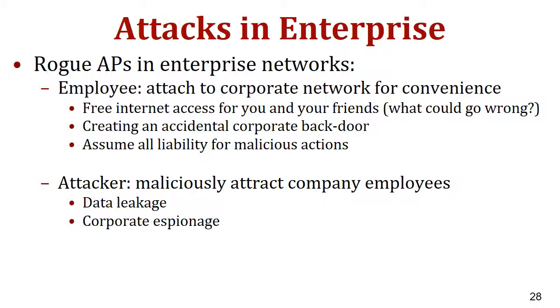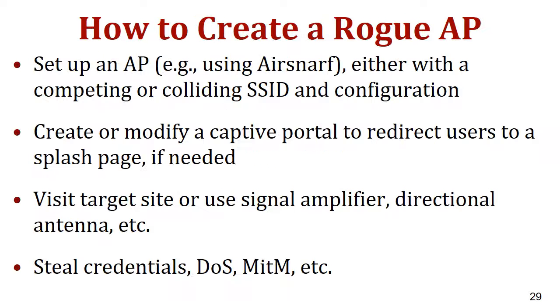So we already talked about the two scenarios where a rogue AP can take charge. Then how to really create a rogue AP? It's also simple and cheap. First, you can set up an access point, either with a competing or colliding SSID and configuration. So remember that you should not try to attract other people's traffic. We'll just tell you how to create a rogue AP, but it doesn't mean that you should use this technology to attack others. So please check the course policy for how to do security research without affecting others. And after setting up the access point, you can create or modify settings to redirect users to a splash page if needed.